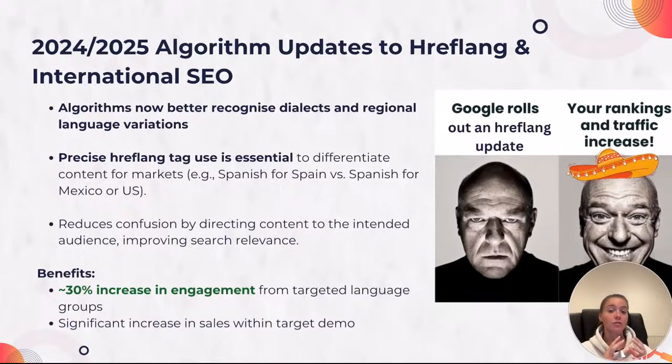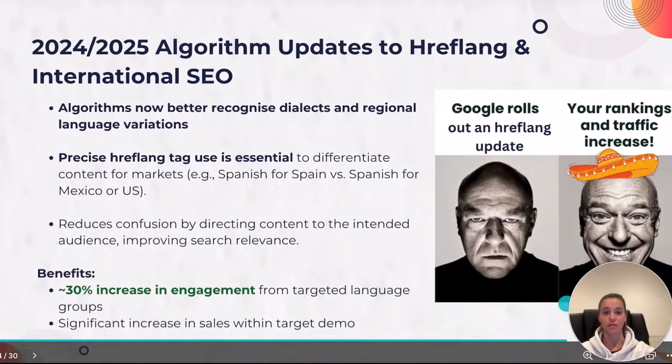It reduces confusion by directing content to the intended audience, improving search relevance. So this really helps with conversion rates and engagement, as we see here. There's been a 30% increase in engagement from targeted language groups, followed by an increase in sales. So what this means in layman's terms is that you need to target your content to those people specifically that live in those countries, that speak that language, and be very clear about it.